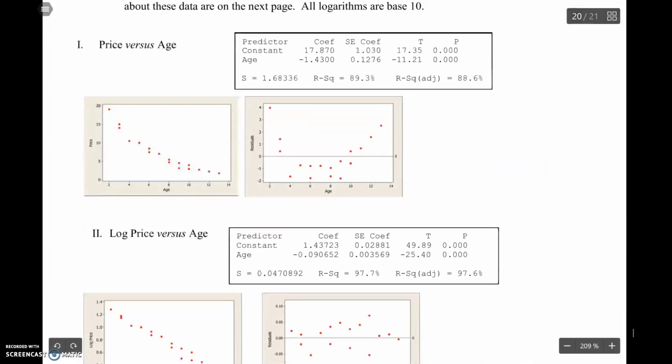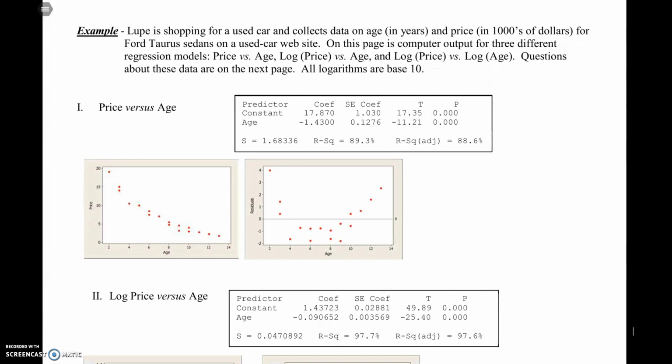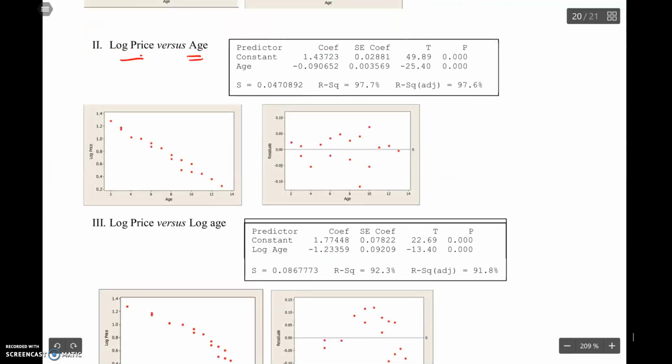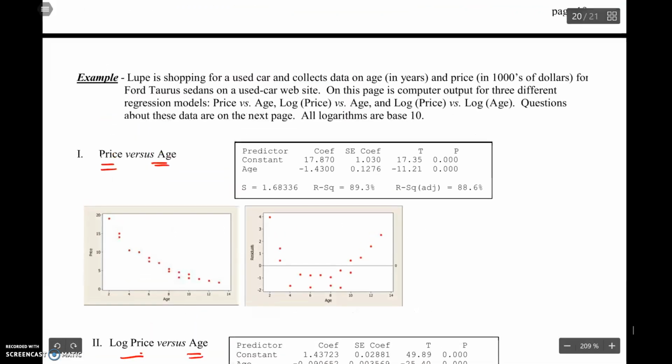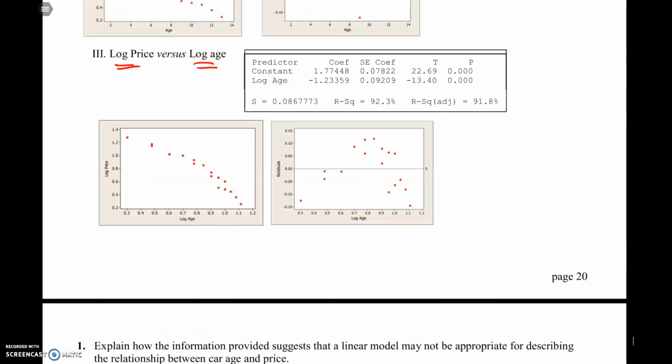Okay? All right, last question of the year. Lupe is shopping for a used car and collects data on age in years and price in thousands of dollars for Ford Taurus sedans. On this page is computer output for 3 different regression models: price versus age, log price versus age, and log price versus log age. Those logs are all base 10 logs, so we have to be careful about that. We're not using natural logs here. It doesn't matter what logs you use, by the way, as long as you're consistent. Questions are on the next page.